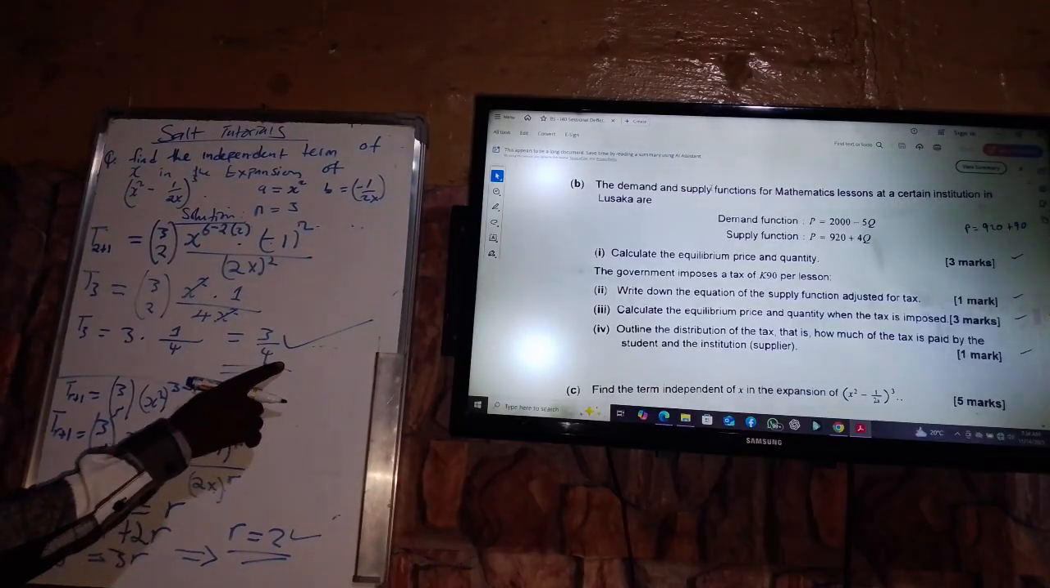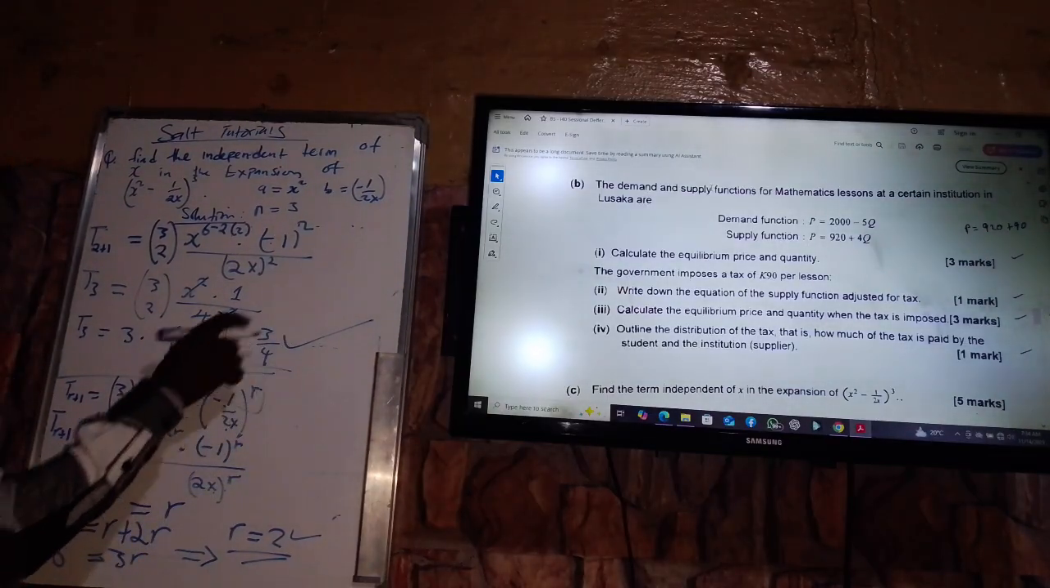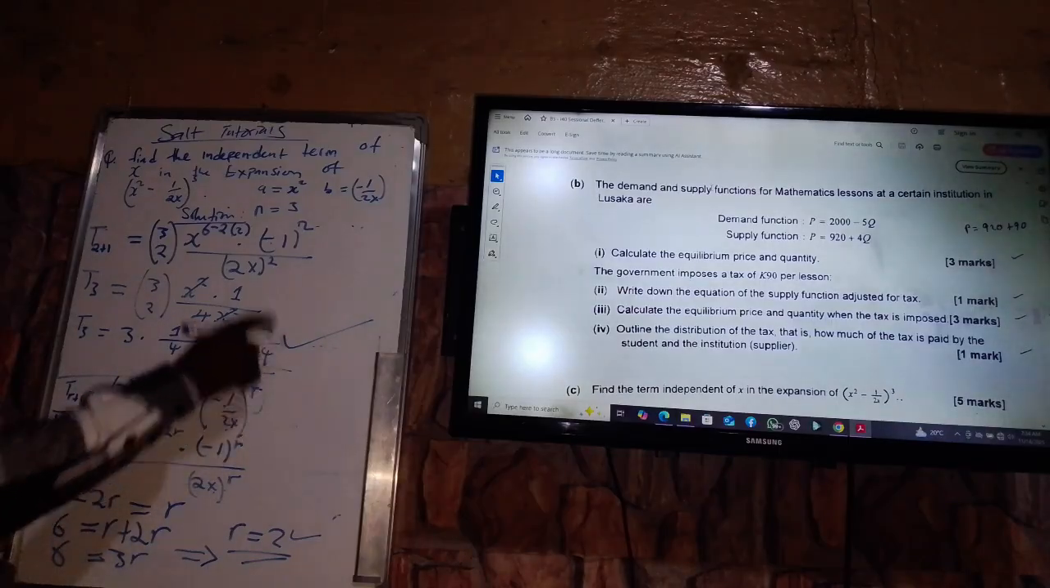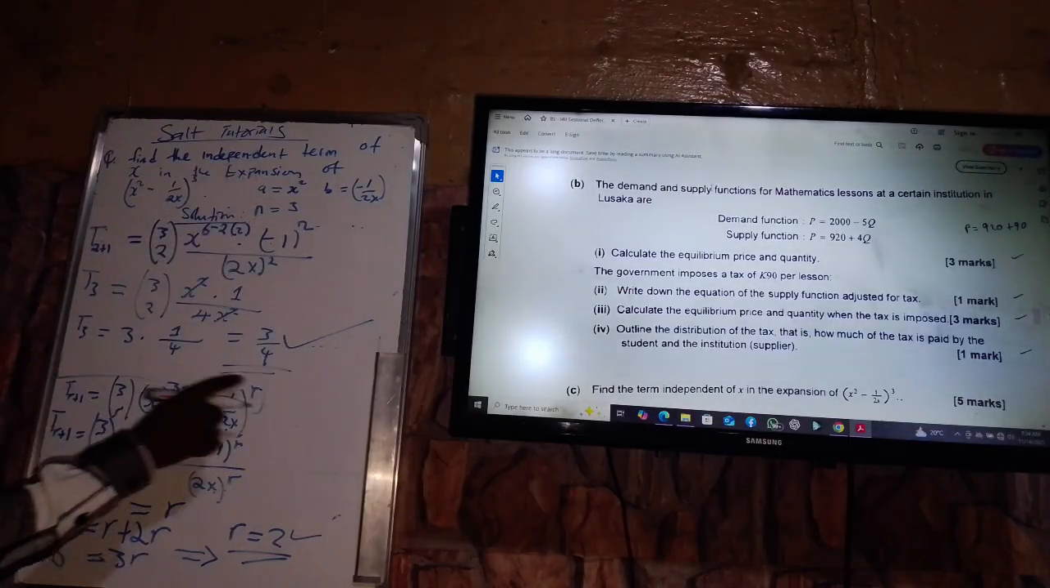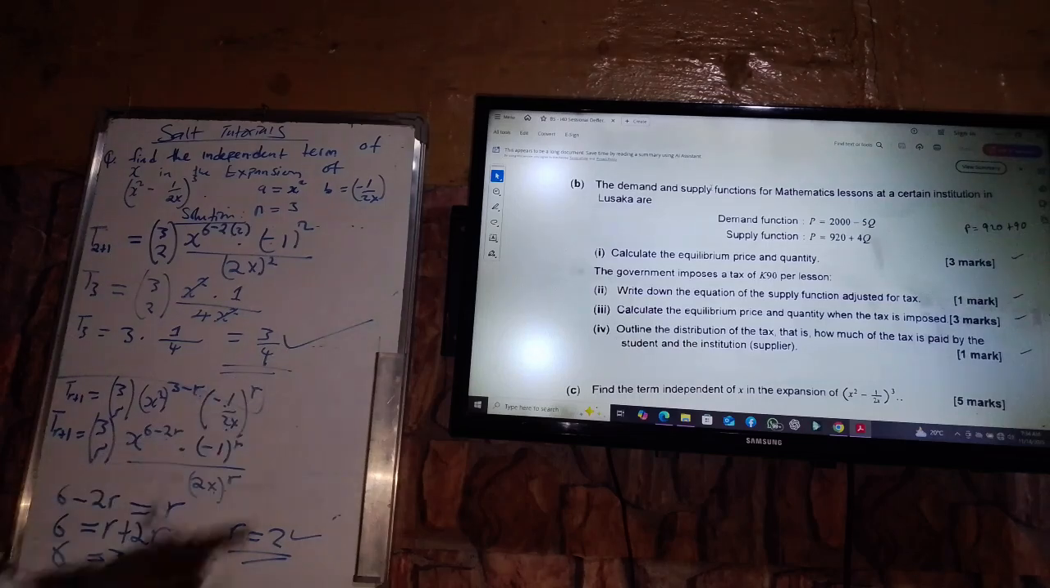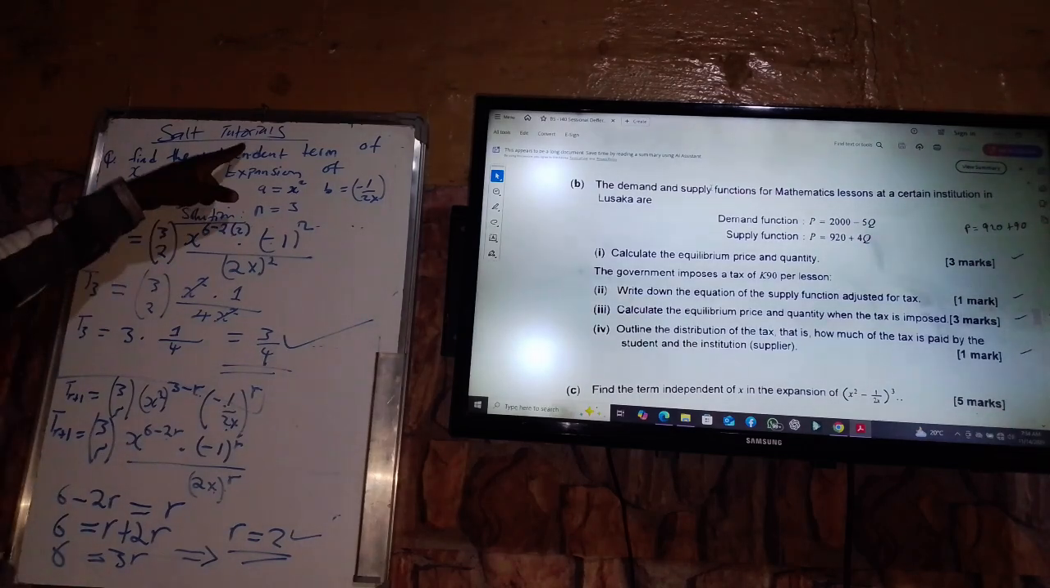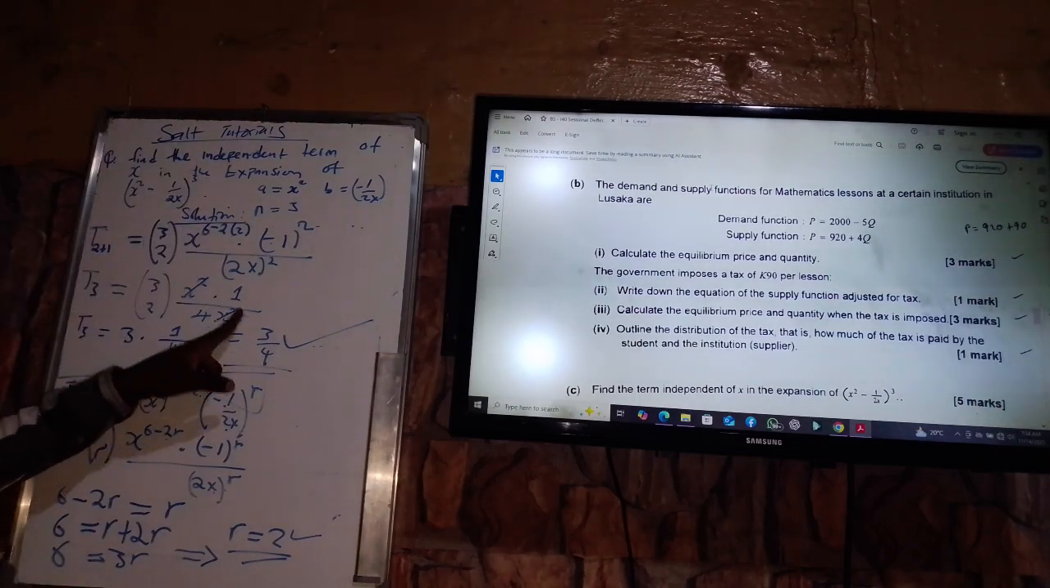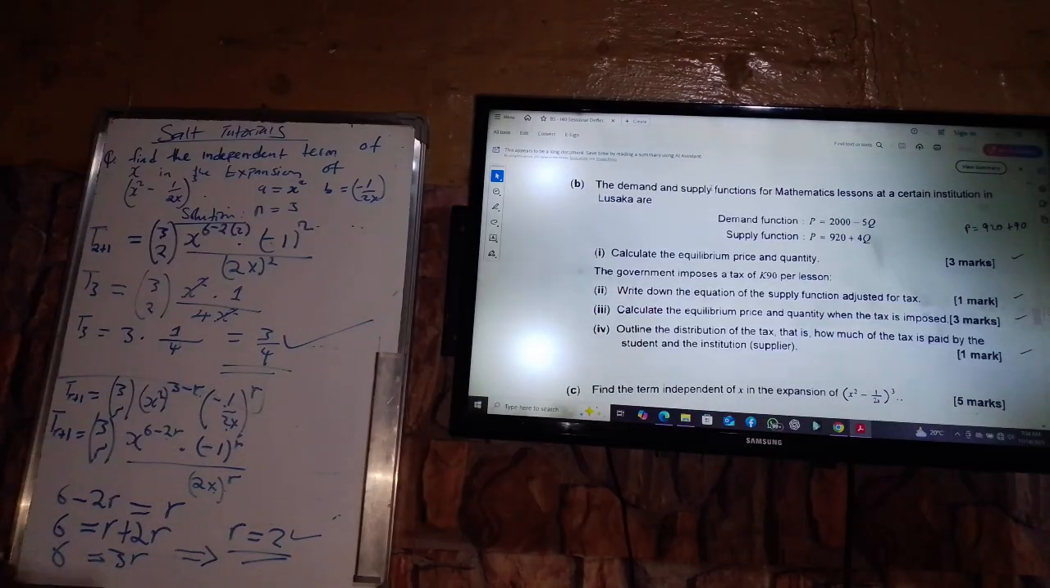So what is this term? This term does not have any x. If you are finding the independent term of x, and you find that T3 is equal to, let's say, 3 over 4x, just know that you are wrong. You are looking for the independent term of x. It shouldn't have what? x. So this is my final answer in terms of the independent term of x. Very simple, very nice.